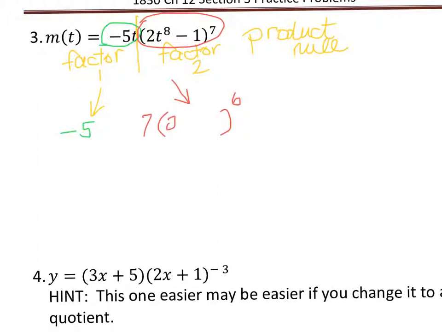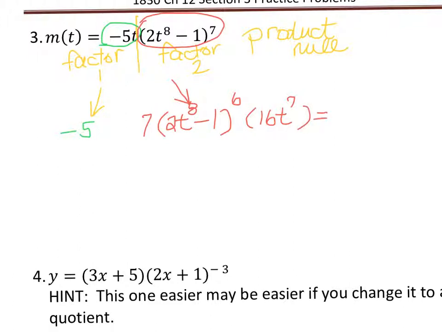and then take what's inside the parentheses, which is 2t to the 8th power minus 1, and take its derivative, which is 8 times 2 is 16t to the 7th power, and then the derivative of minus 1 is 0, so we won't write that down.